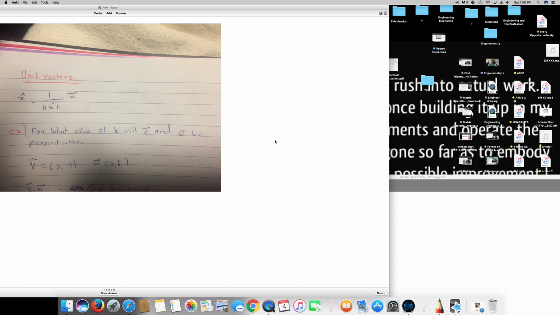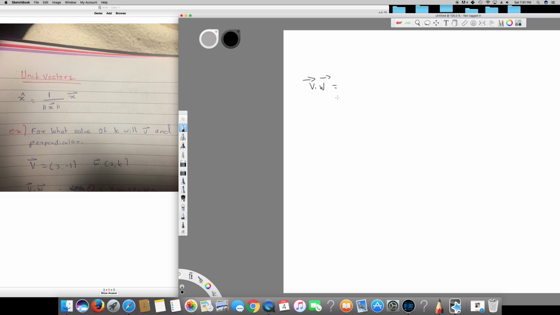It's going to be what? v dot w is equal to v1 w1 plus v2 w2. So I'm going to use that to find the k value. We know that v dot w is equal to 0, because they are perpendicular to each other, therefore the angle is 90 degrees and the cosine is 0. We know that already. And we can use v1 w1 plus v2 w2, or x1 y1, whatever letters you pick.